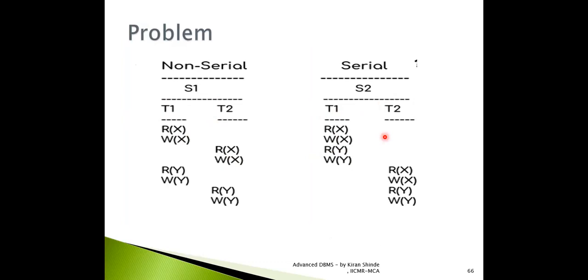So let us quickly try to understand the first condition. Who is reading the data item X value initially here in S1? Of course, transaction 1, that is T1. In S2 also, the initial value of X is read by T1. I'm just taking into consideration only one data item here. You can cross check for Y also.